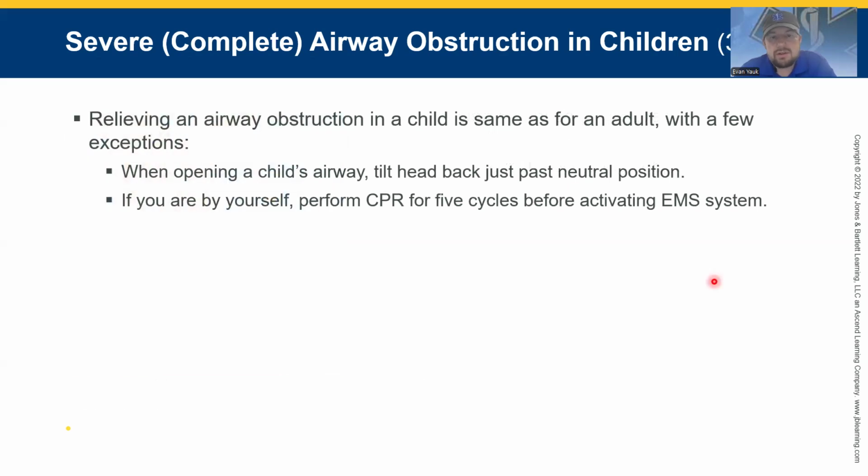Relieving an airway obstruction in a child is the same as an adult with a few exceptions. When opening the child's airway, tilt the head back just past neutral position. If you are by yourself, perform CPR for 5 cycles before activating the EMS system.